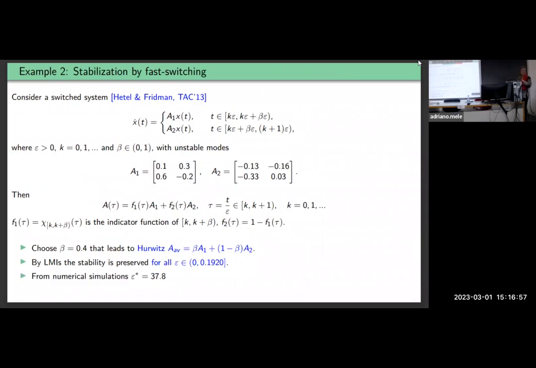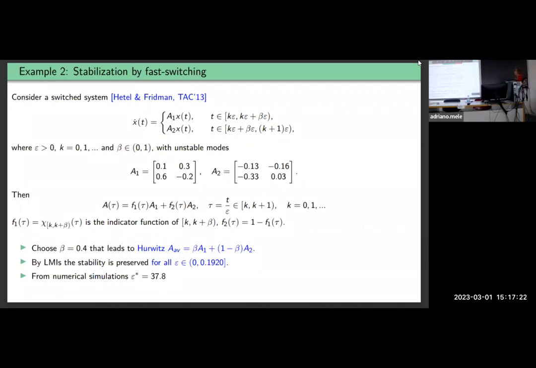And another interesting example is the switch system. For instance, you stay beta epsilon seconds on one system, and then one minus beta epsilon seconds on the other system. Why do you need to switch?